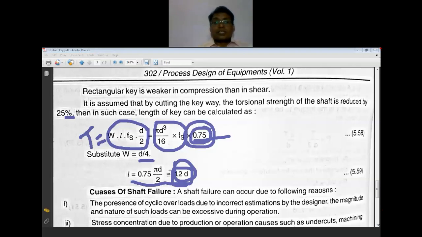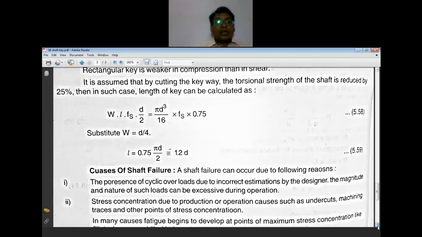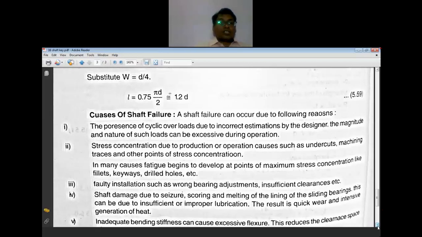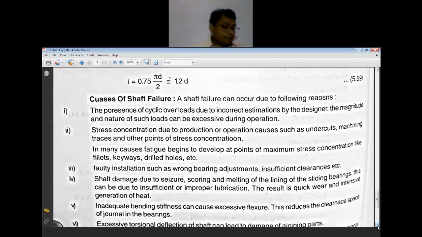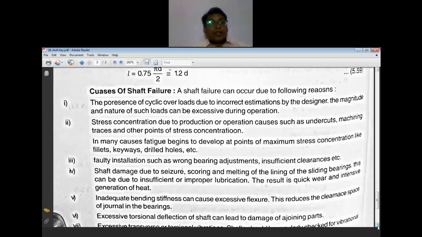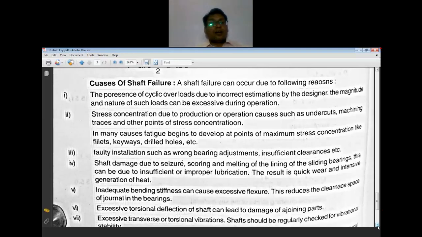So this is related to the failures in the key. Now, causes of shaft failure: the presence of cyclic overload due to incorrect estimation by the designer.